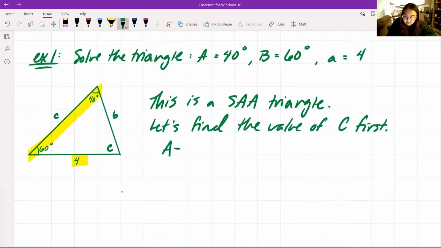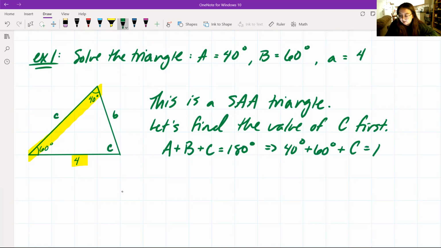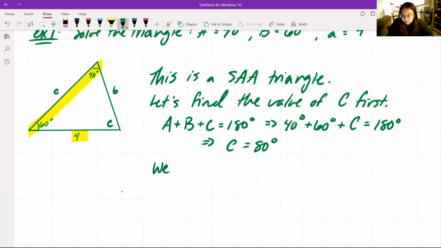We know that A plus B plus C is equal to 180 degrees, where A is 40 degrees, B is 60 degrees, plus C, which is equal to 180 degrees, which means that C is 80 degrees. So now we have our value of C. All of our angle measurements are now accounted for. So we can say we found all angle measurements.